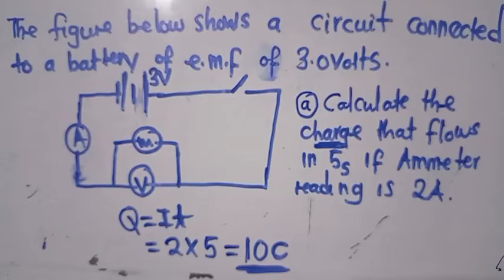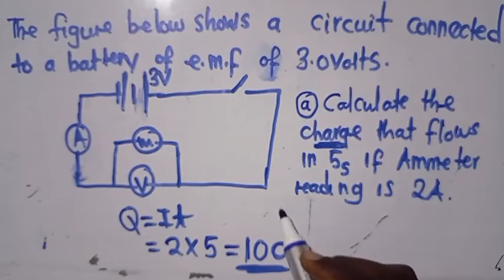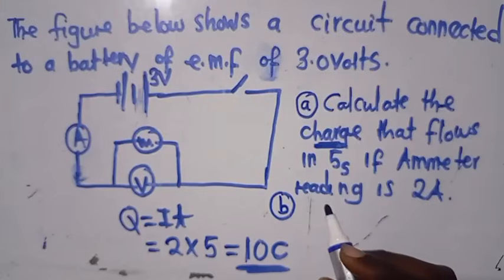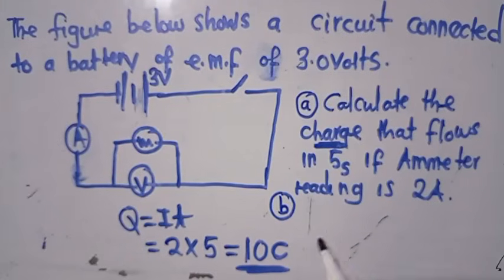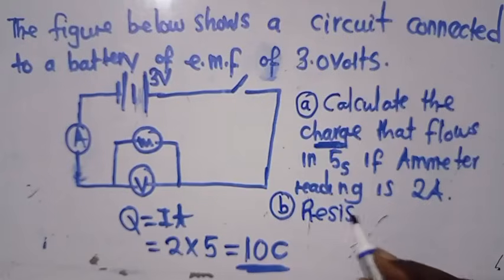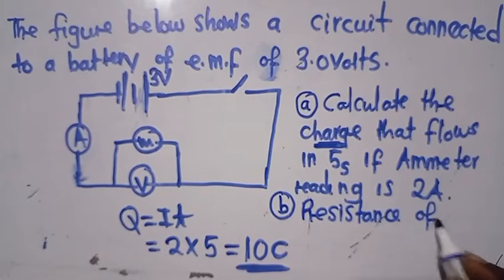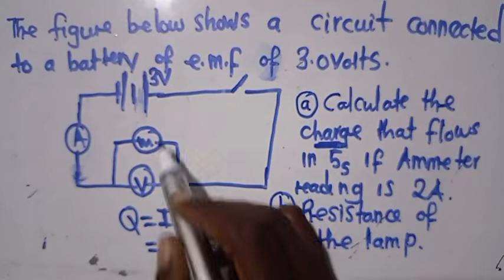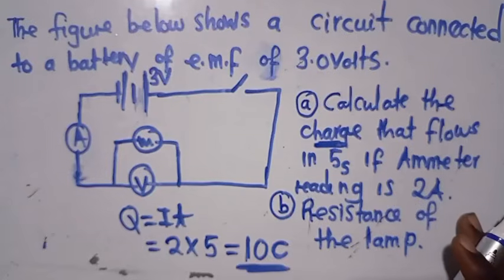Then the next question, we are given part B, where we are told to find the resistance of the lamp in the circuit. They want you to find the resistance of the lamp. Which lamp? The lamp that is there. So this is question B that we are given.